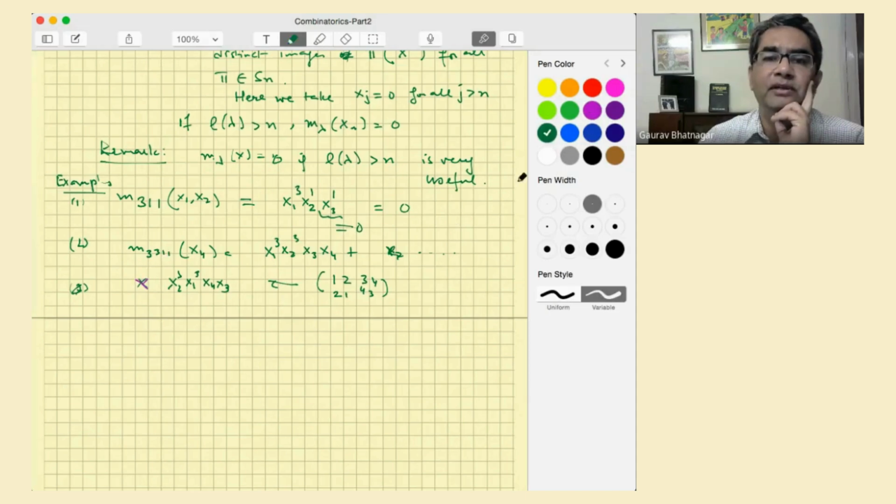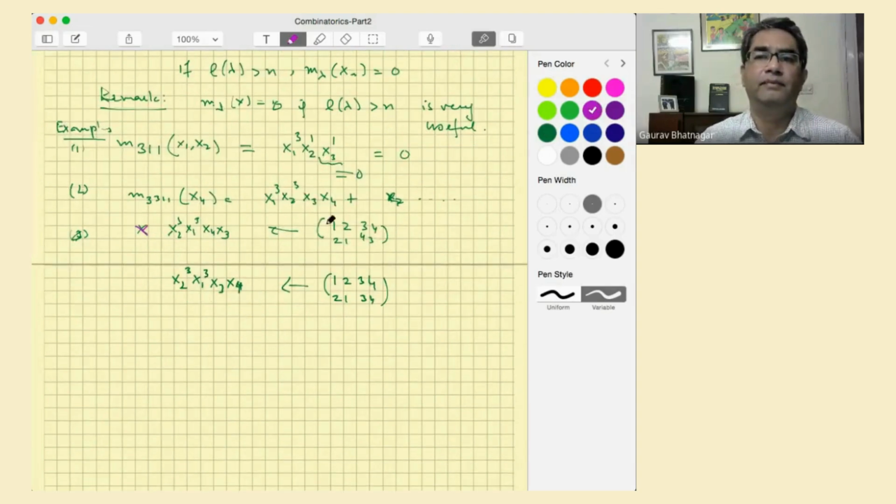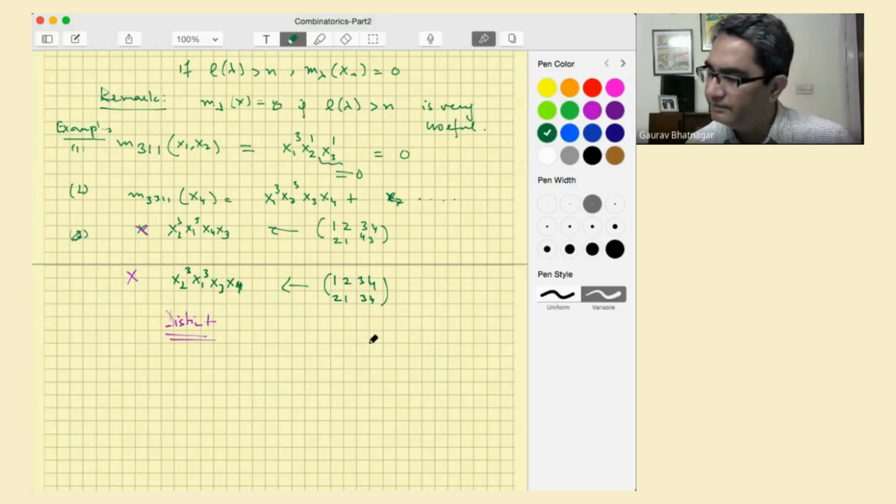Same issue if you have 1, 2, 3, 4, and these stay wherever they are. So this will also give you the same thing: x2 cubed, x1 cubed, x3, x4. So if this happens, we do not include it. So the operative word is distinct. Okay.